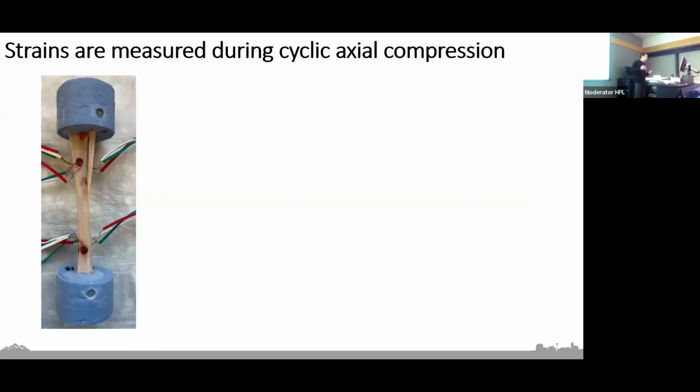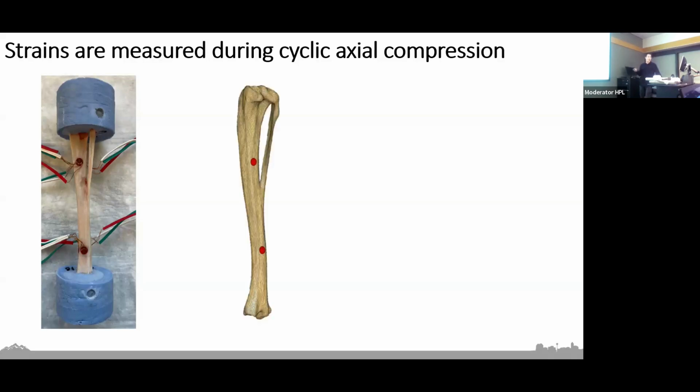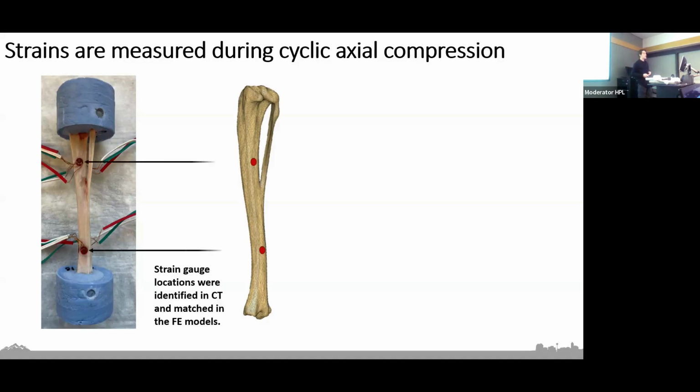And so we start with these excised rabbit hindlimb bones, we CT image them, and segment them to create these finite element models. We mounted strain gauges at 6 different anatomical locations of interest, and we're able to match them up in the exact same location in our finite element models. We do this using radiopaque CT markers right in that same location.